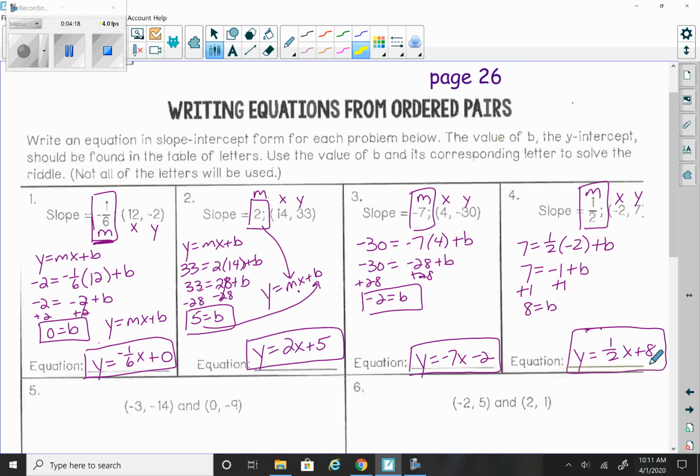So again, yesterday in our lesson, we talked about how to come up with an equation given a slope and a point. We're going to come back and review this later because I know that's kind of new to you.